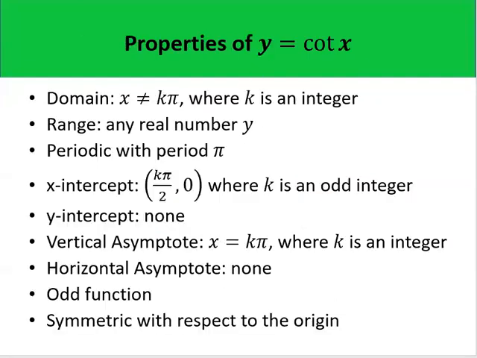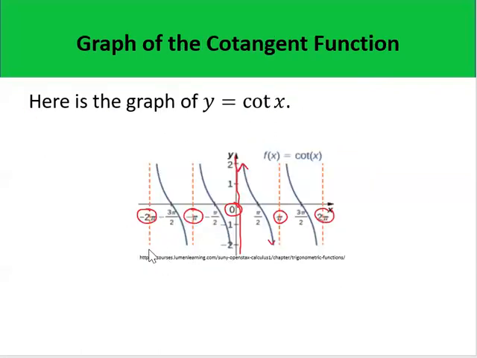So therefore, the domain is the set of all x such that x is not equal to k pi, where k is an integer. And since the graph extends indefinitely upward and downward, the range will be the set of all real numbers. So just like the tangent function, it is periodic with period pi because the graph repeats every pi units.